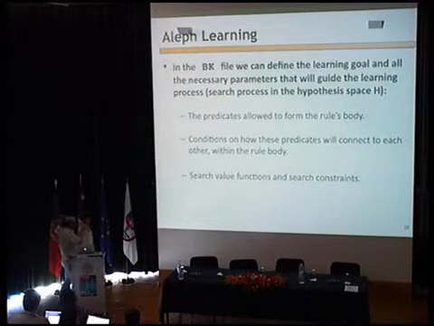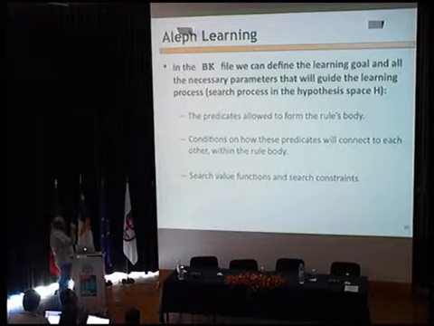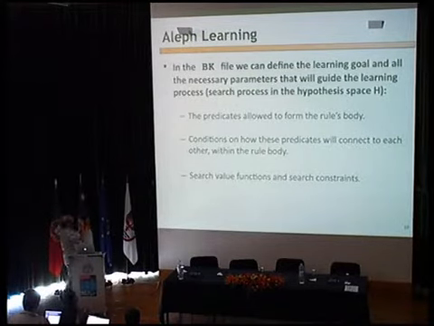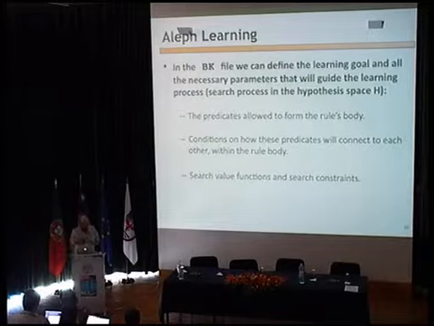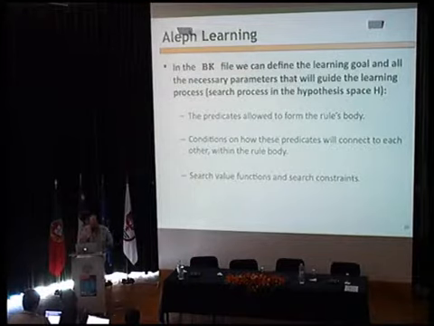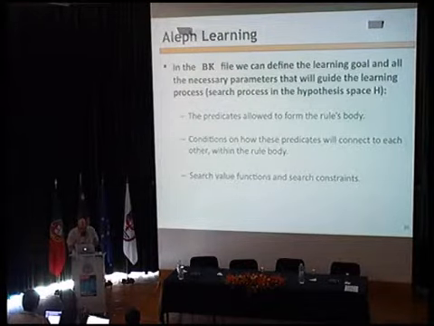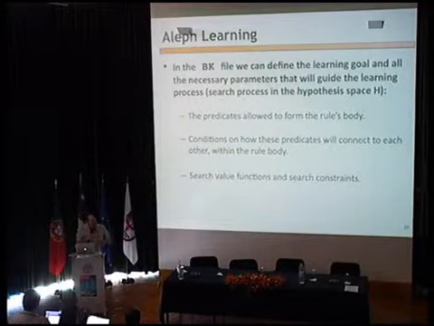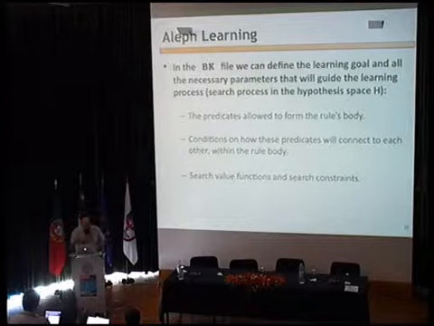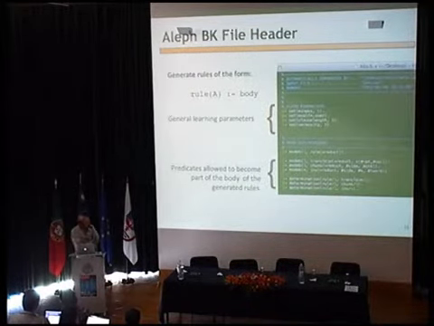So in the background knowledge file, we can define the learning goal and all the necessary parameters that will guide the learning process. For example, we must define the predicates allowed to form the rule body, conditions on how these predicates will connect to each other within the rule body, and also we can define search value functions and learning constraints. I'm going to show a little bit about what we have done.